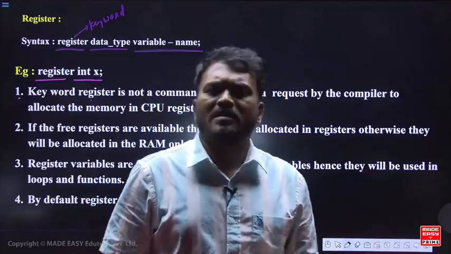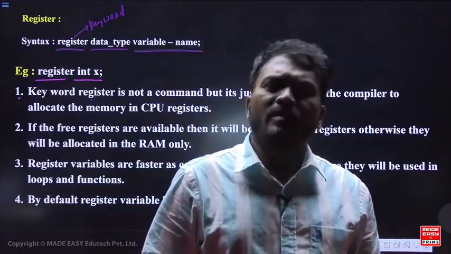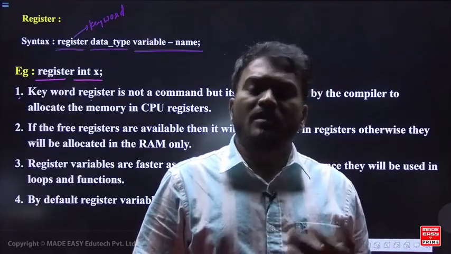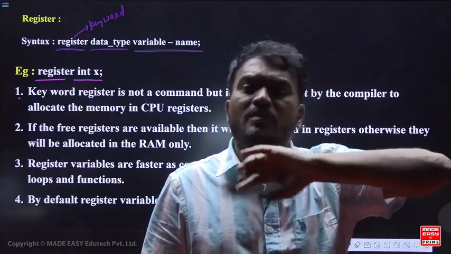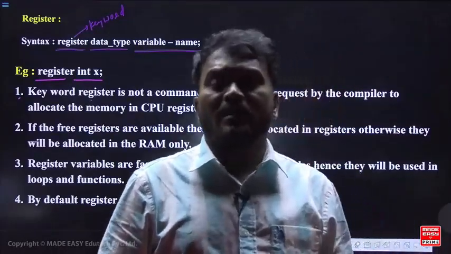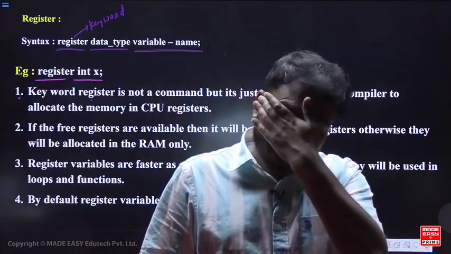Why are register variables faster? Because register memory is faster compared to your main memory. I think all of you studied memory hierarchy in CO. In the memory hierarchy, first comes a register, next comes a cache memory, next is a main memory, and next is secondary memory. All of you remember that? Right? It is a pyramid-like diagram, do you all remember?